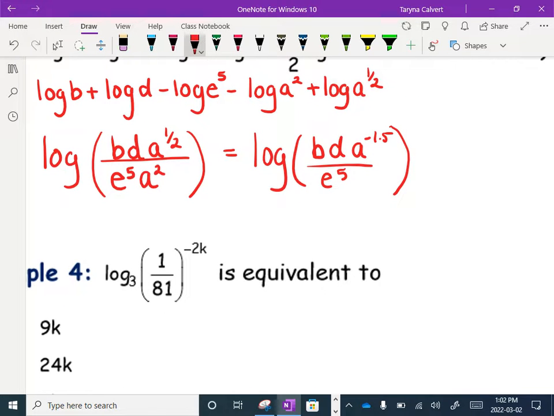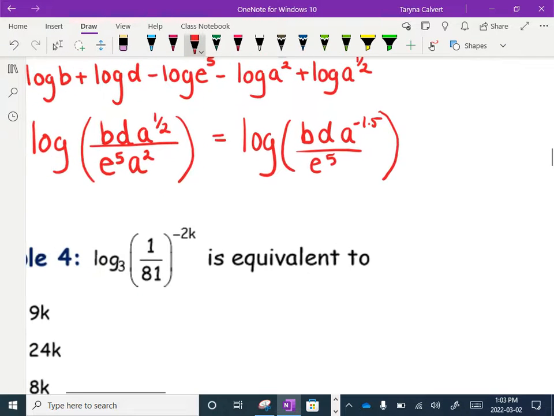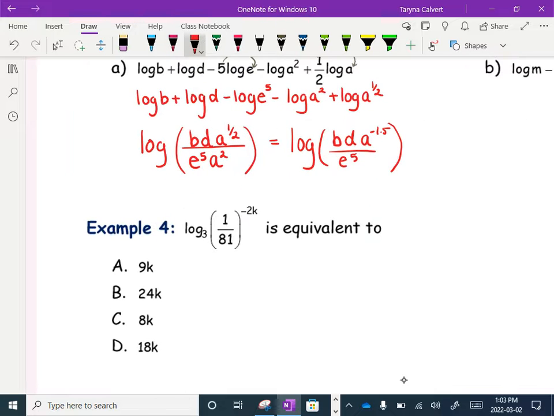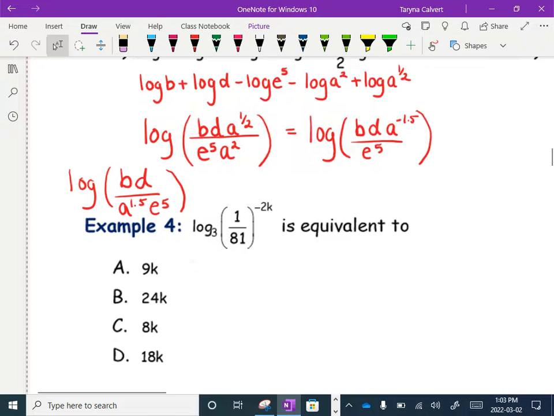Would you guys leave that? Don't leave negative exponents. So instead of leaving the A on top, you're going to move it to the bottom. Am I going over to the other question? I better put it over here. So then I'm going to have log base 10 of B, D, over A to the 1.5, E to the 5. Oopsie, sorry. So again, just moved it to the bottom.